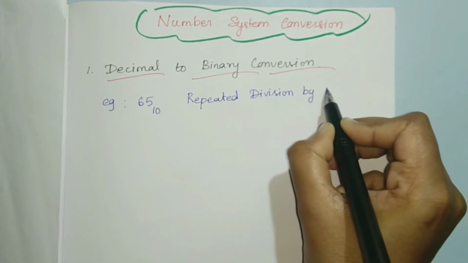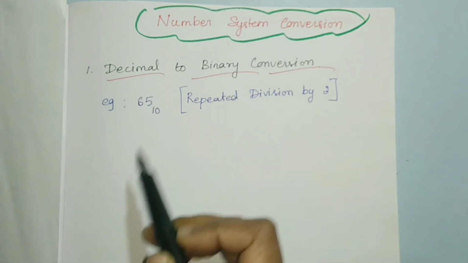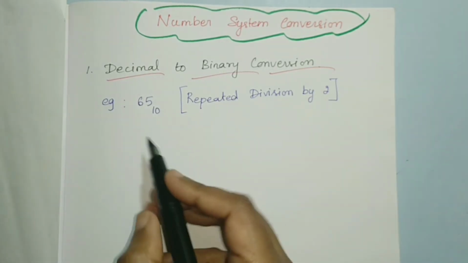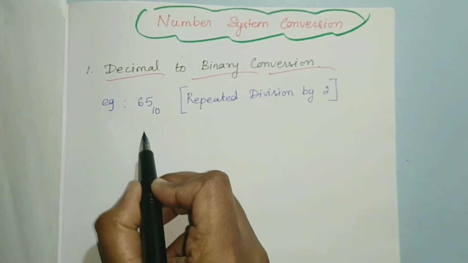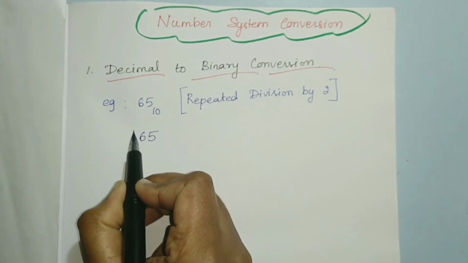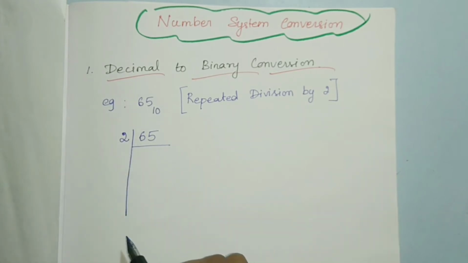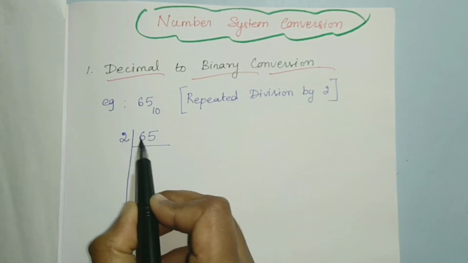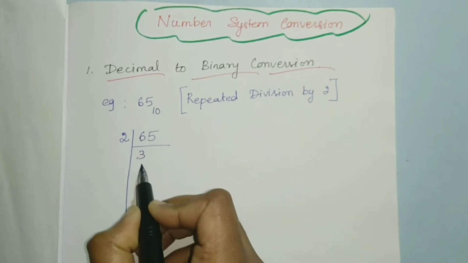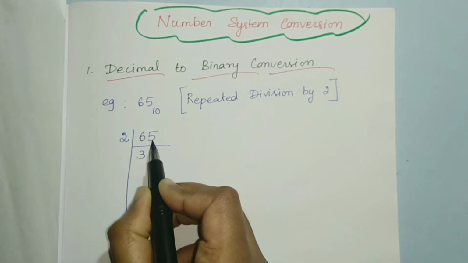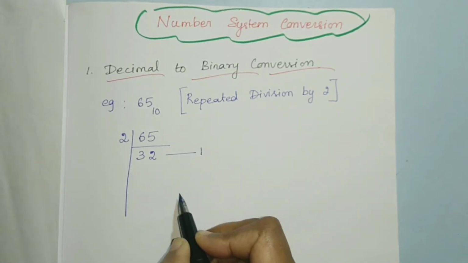You have to divide the given decimal number by 2, and you should repeat the division. This is the method used to convert decimal to binary. So let's start the process. Write the given decimal number 65 and draw a straight line. You have to divide it by 2. Every single digit I am going to divide by 2. So 2 3s are 6. And the next digit, 2 2s are 4 and the remainder is 1.